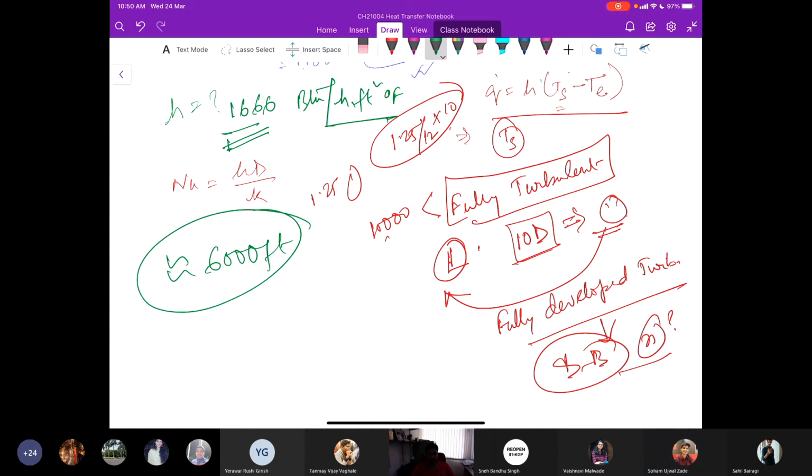Clear? Any question? Sir, I did not get length as 6,000 feet. How much did you get? Sir, I got length as 1.6571 feet. Why? What is the value that you got for the Q dot, the m dot Cp delta T? Yes, that value of length is 1.6571 feet.